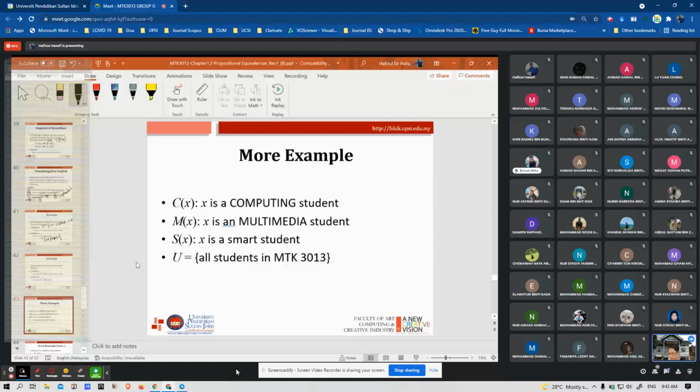Okay, more example. We have Cx: x is a computing student. Mx: x is a multimedia student. It depends on what you interpret. C is computing, M you name it as multimedia, S is smart, smart students. For the domain of the discourse, all of the students are taking MTK 3013.